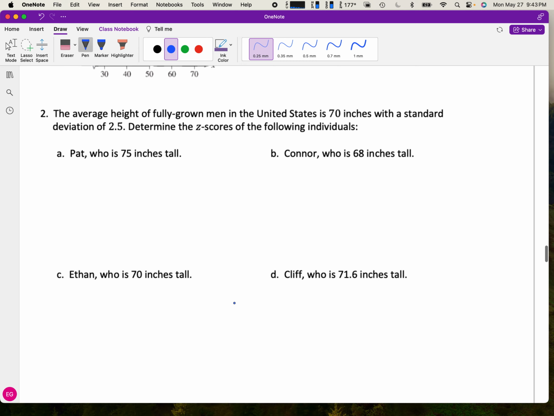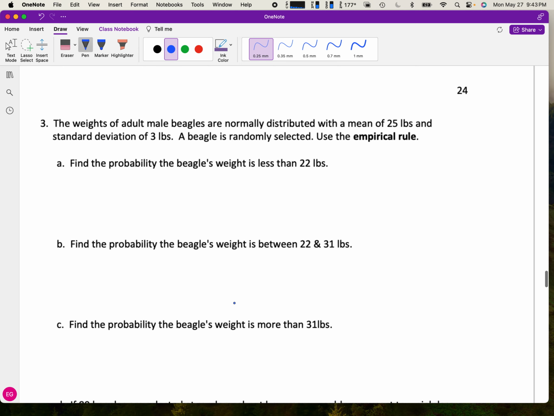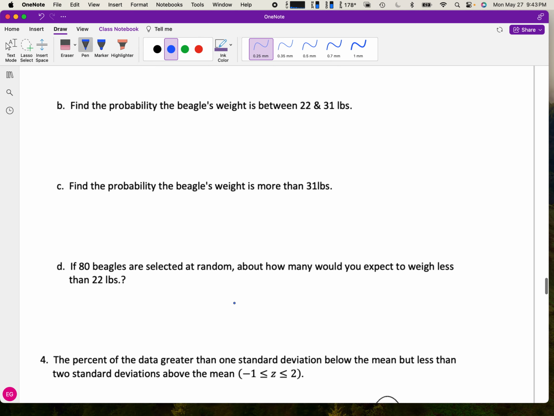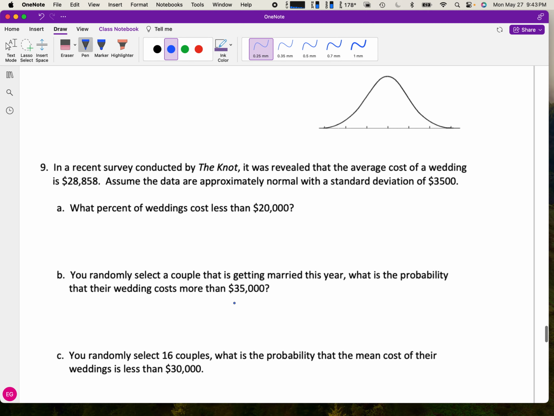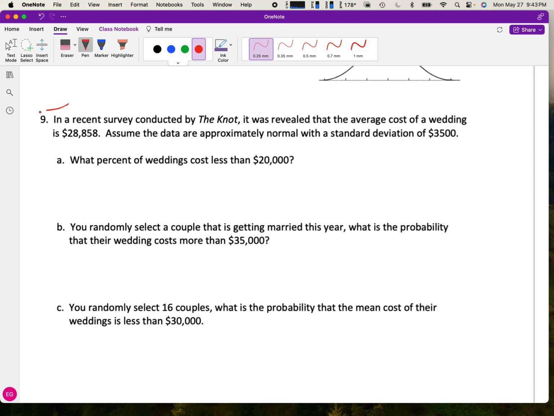All right. Homework, practice. We got the comparing. We got find some z-scores. We got this fun example with beagles. That sounds great. And then just some standard z-score practice. If you go to do the optional one, I just need to give you a warning here. You cannot do 9 right now. You need the calculator. It's because I didn't give us nice numbers here.